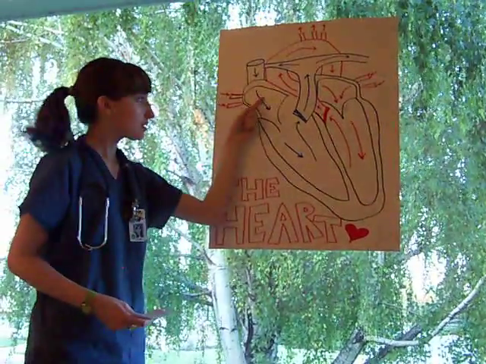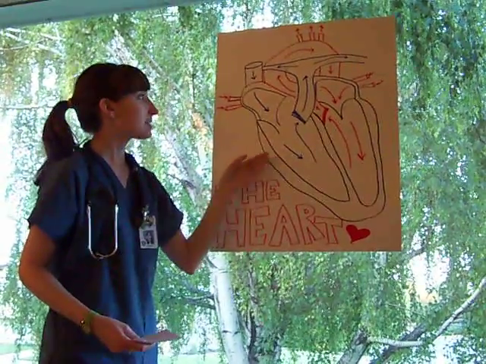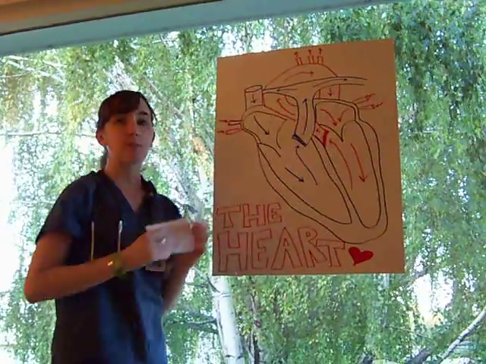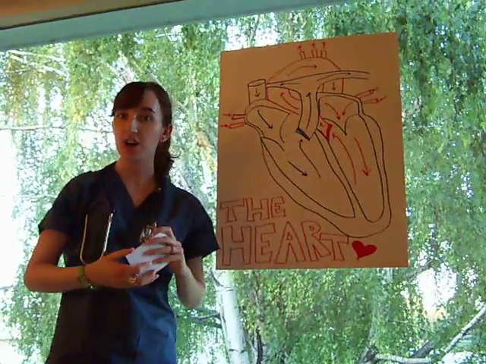The right atrium then contracts and sends the blood to the right ventricle. The right ventricle contracts and sends the blood up the pulmonary trunk and through the pulmonary arteries. The pulmonary arteries head to the lungs, and this is where the blood exchanges its carbon dioxide for oxygen.